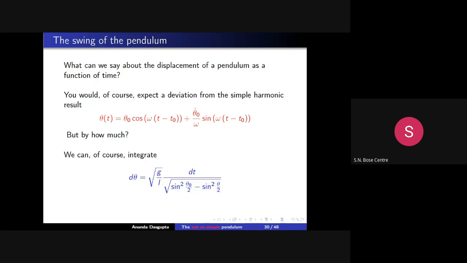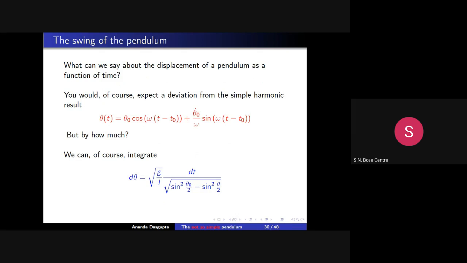How do we solve this? Well, we have an expression for d theta as a function of dt. We use this to find the time period, but instead of that, I could just do an integral. If you do an integral not from 0 to pi by 2, or from one end to the other, but over any arbitrary time, you should be able to find it out.